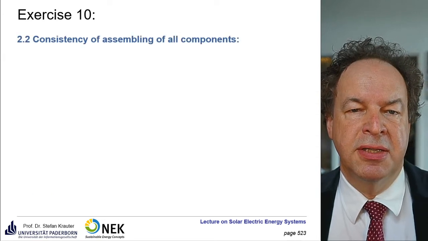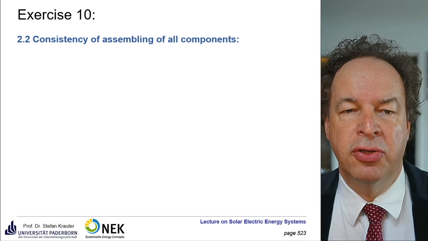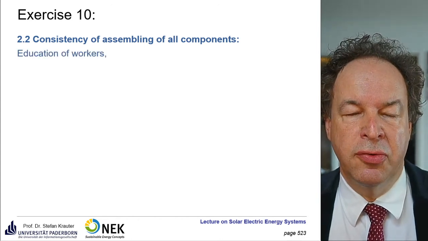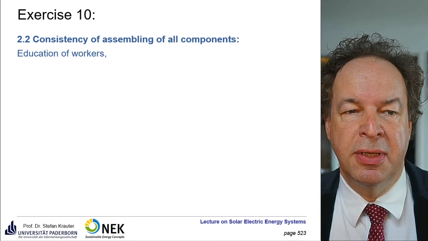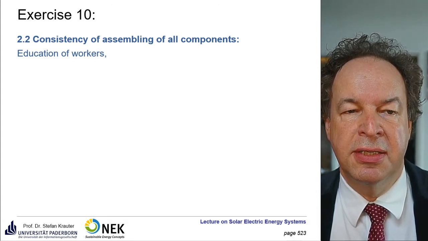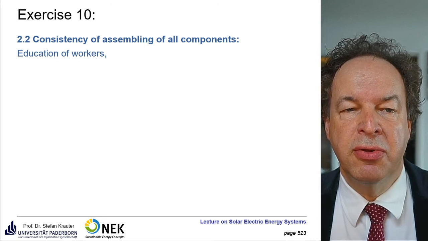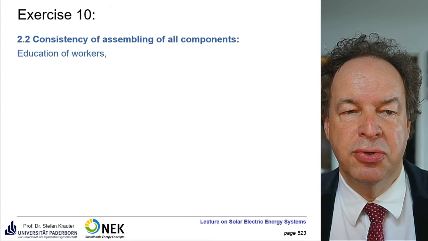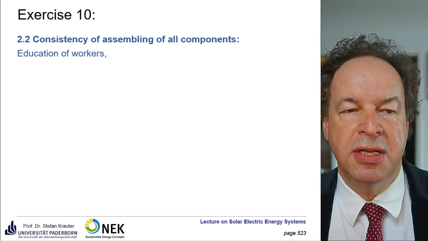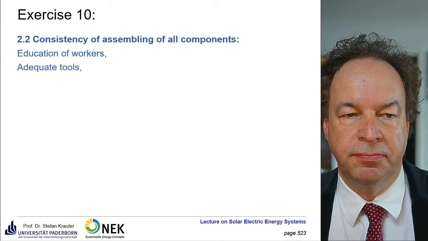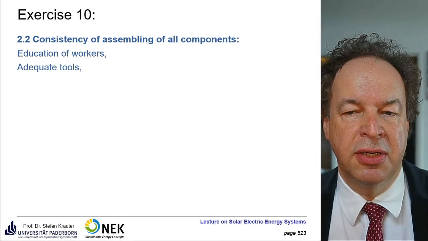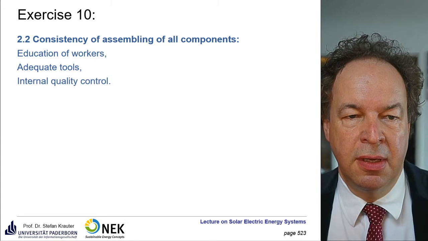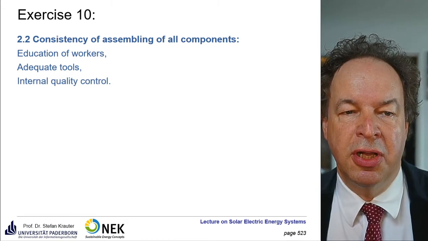The second part is the consistency of assembling of all components. So that means to know whether all workers are educated to do that. If you just do an announced inspection, for example, they may show just the very educated workers, and the other workers not. And so you have to make sure that really all workers which are involved in the production process for a longer period of time during the production of the material for the projects are well educated. The adequate tools for doing that, also monitoring devices, to check the quality and the outcome of the work. This is very much related to internal quality control.